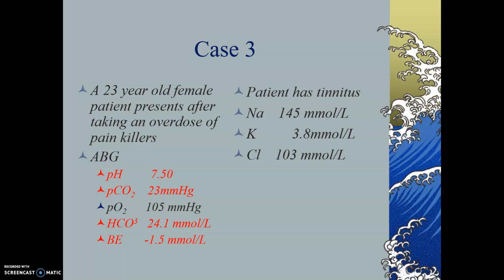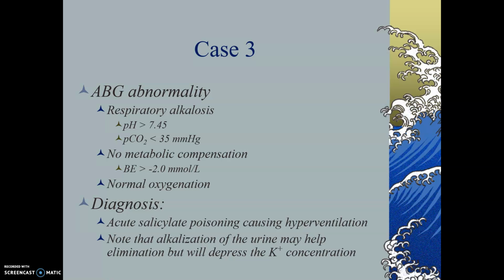Remember, a low bicarb would push us towards acidosis. A low bicarb would fit with metabolic acidosis, but this patient is alkalotic and we know she has a primary respiratory alkalosis. Therefore, the bicarb is trying to push us back in the opposite direction to correct for that. This is a respiratory alkalosis with metabolic compensation. This is commonly seen in salicylate poisoning, and sometimes we need to alkalinize the urine to help eliminate the salicylate. But remember, this may produce low potassium levels.